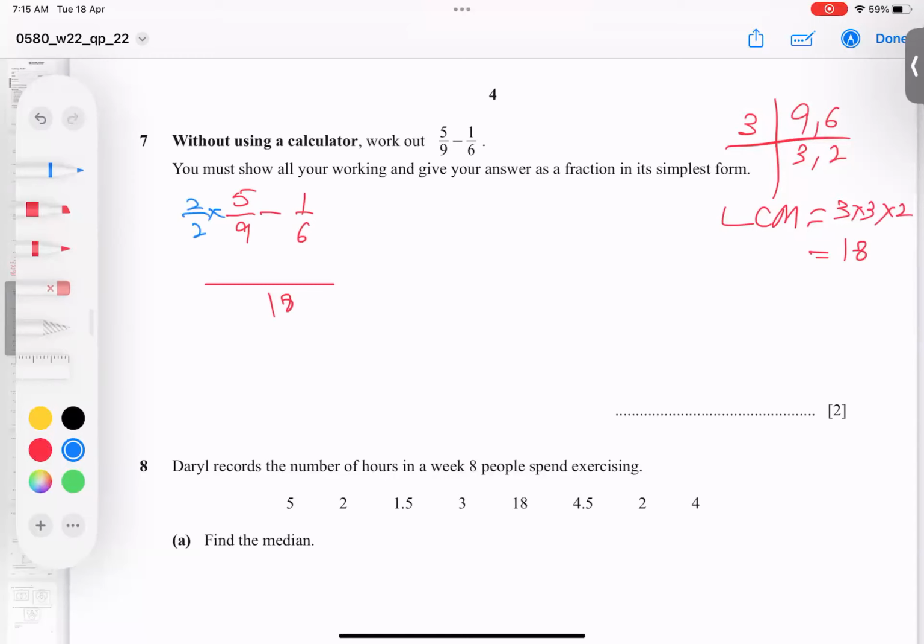9 twos are 18. How to convert 6 into 18? Multiply 3 up and 3 down. So I got 5 twos are 10 comes up. And 3 ones are 3 comes up. And finally, what do I get here? You can say here 7 over 18 is our final answer.